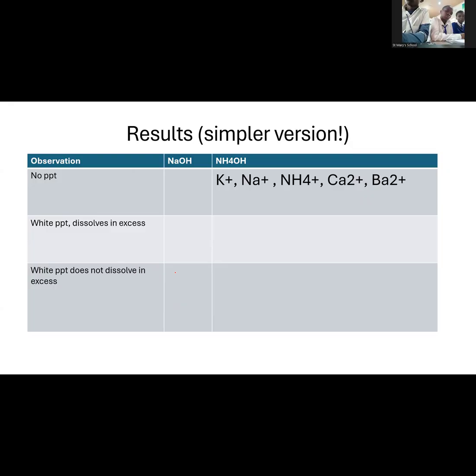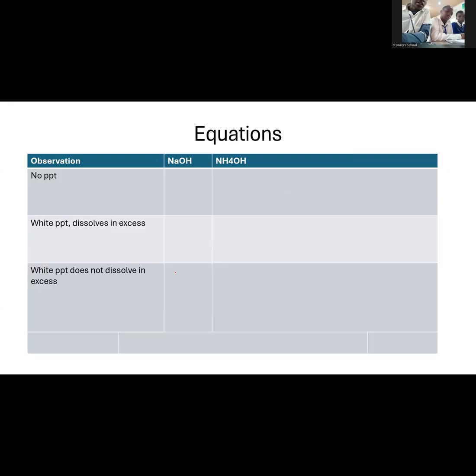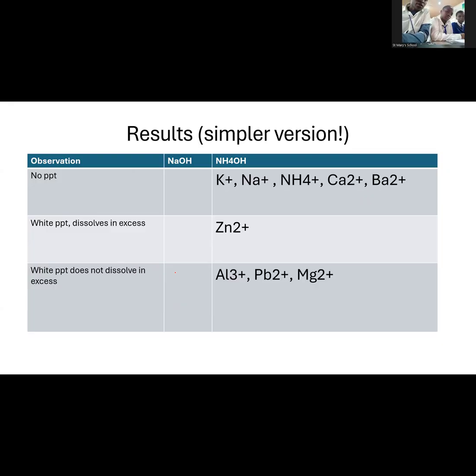Excuse me, hello? Does aluminium form a complex ion? It does. Okay, thank you. With sodium hydroxide, not with ammonium hydroxide.